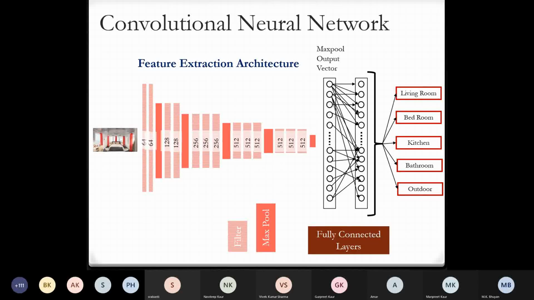Professor, is it visible, this convolution neural networks? Yes, sir. Yes, sir. It's visible. Animation is visible. It's fine.